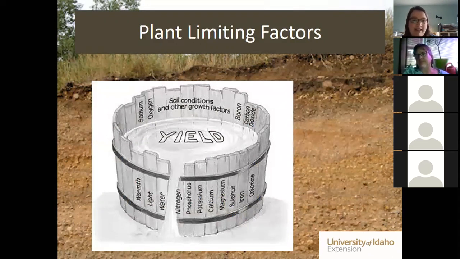But if another one of these things is missing, so maybe you give your plant plenty of nitrogen, but it doesn't have enough water, you can see that would be the little slat that's down lower and is going to be holding you back. So just like humans kind of need all of those essential nutrients, or you have illness or deficiencies, plants work that same way.